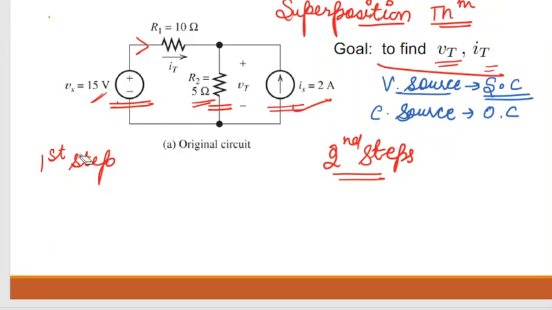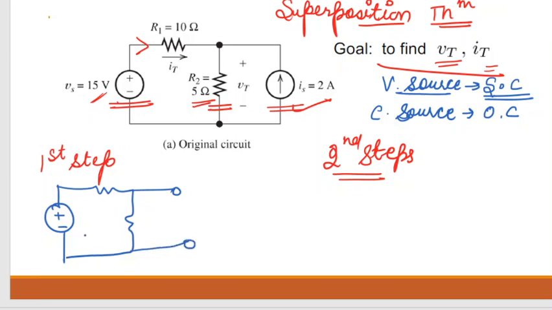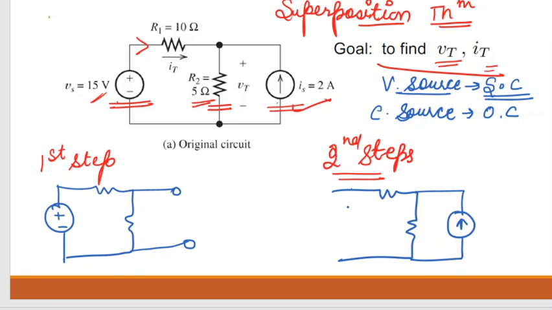Sorry, in the first step we have to take the first source, and current source would be open or not. And in the second step we have to take, tell me which source. In the second step we need to take which source? Current. Voltage source must be short or open. Understood?